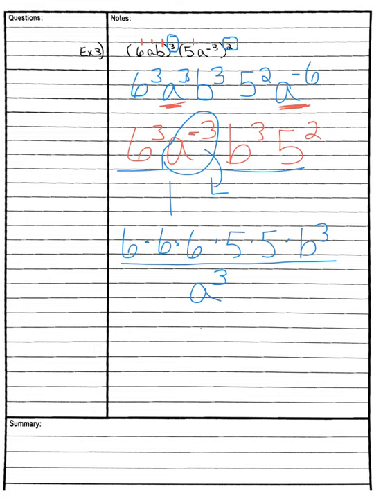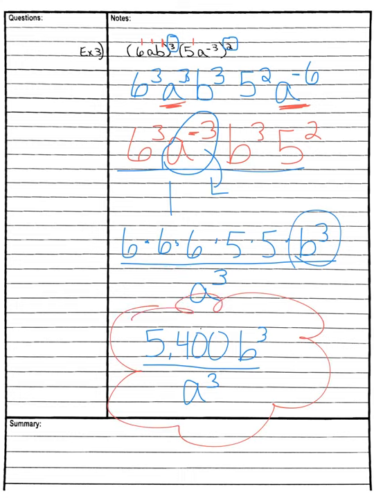And so if we evaluate, that's a pretty big number, but if we evaluate, type that in, we get 5,400 b cubed divided by a cubed. And that is simplest form. We have simplified, we have no negative exponents. We have no letter A's or letter B's written more than one time in our problem. And we're simplified. That's it.